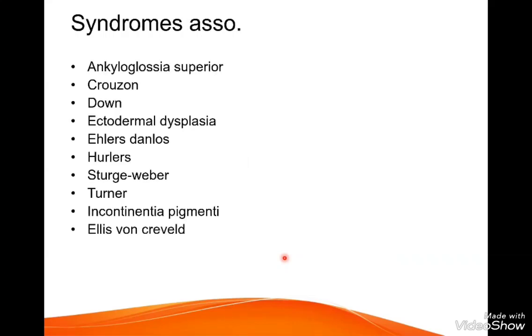Syndromes associated with anodontia include ankylosing superior, Crouzon syndrome, Brown syndrome, ectodermal dysplasia, Ehlers-Danlos syndrome, Hurler syndrome, Sturge-Weber syndrome, Turner syndrome, incontinentia pigmenti, Ellis-van Creveld syndrome.